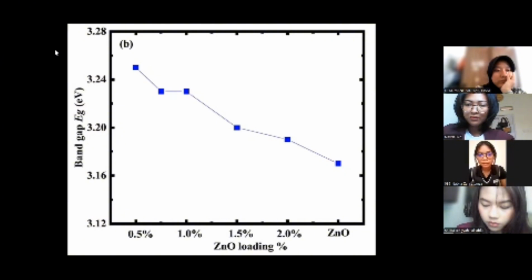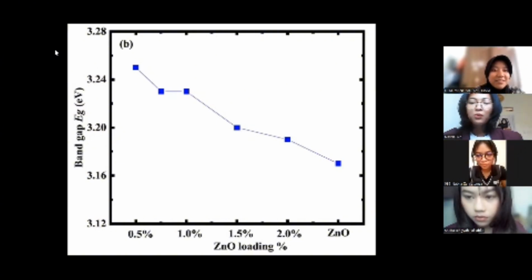By the time the loading reaches 2.0%, the band gap reduces to about 3.18 eV. Finally, the band gap reaches its lowest point, roughly 3.14 eV for the pure ZnO sample. This downward trend suggests a correlation between ZnO concentration and the material's electronic structure.